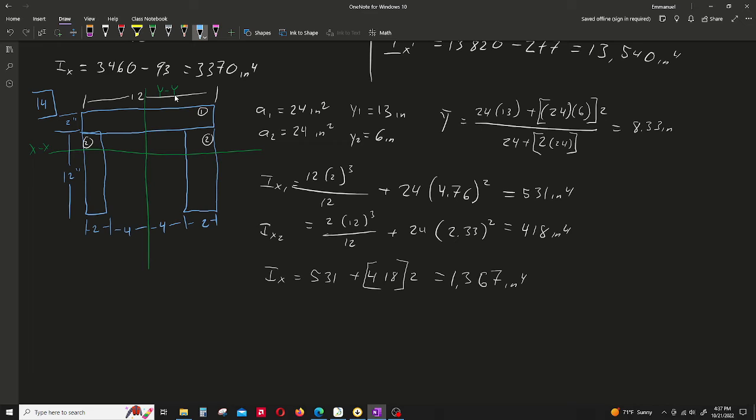Number 19 is: compute the radii of gyration with respect to the x-axis and y centroidal axis for the aluminum extruded shape shown. I'll just go ahead and draw this shape here.